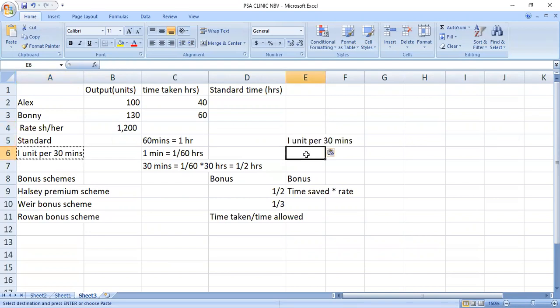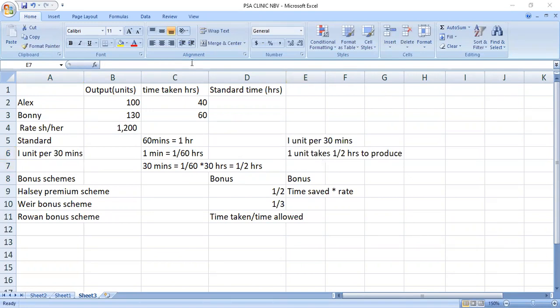Okay, this statement means that one unit takes 1.5 hours, not one and, but a half hours. Okay, it takes 1.5 hours to produce. Yes.